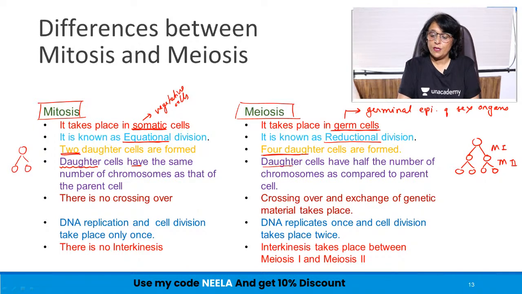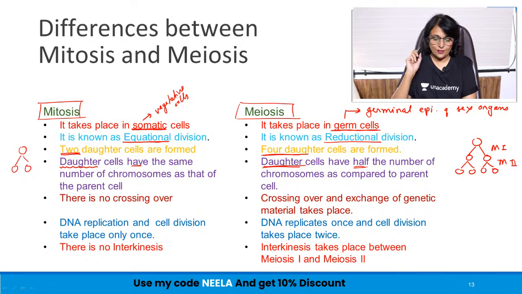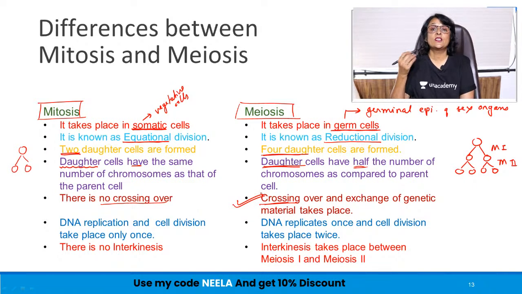In case of meiosis, the daughter cells which are formed have half the number of chromosomes, and that is why the division is known as reductional division. In case of mitosis, there is no crossing over, no genetic material exchange, whereas the significance of meiosis is that it helps in crossing over, exchange of genetic material, or genetic recombination.